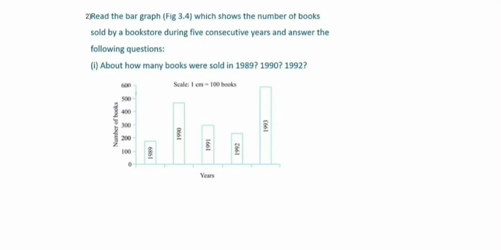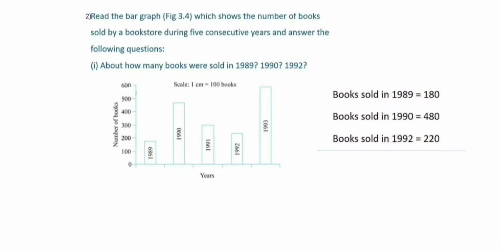Next is, read the bar graph which shows the numbers of books sold by the bookstore during 5 consecutive years and answer the following question. First question is, how many books were sold in 1989 and 1990, 1992? So in vertical line numbers of books are there and in horizontal line years represent.